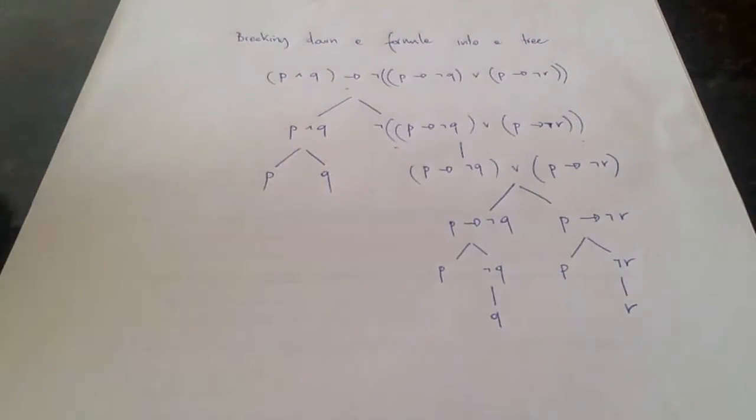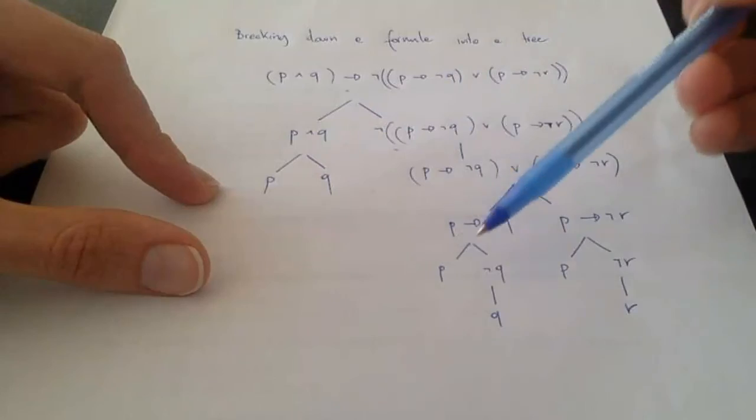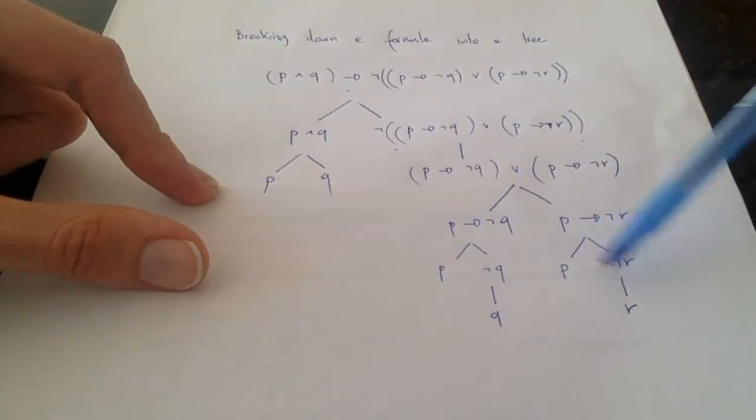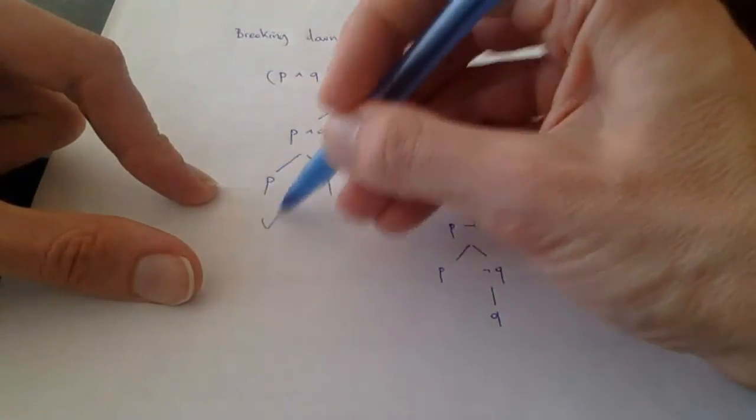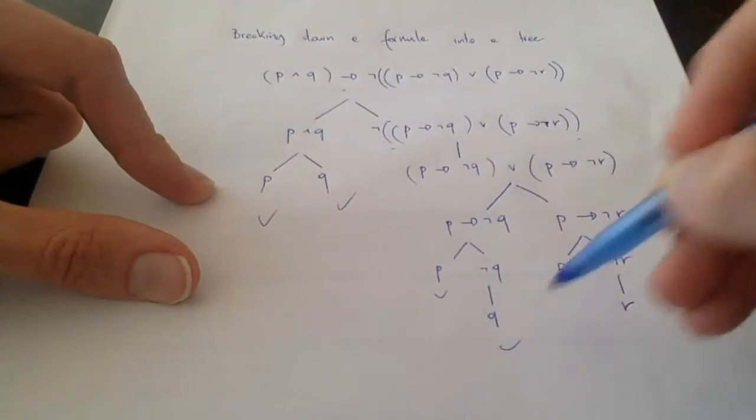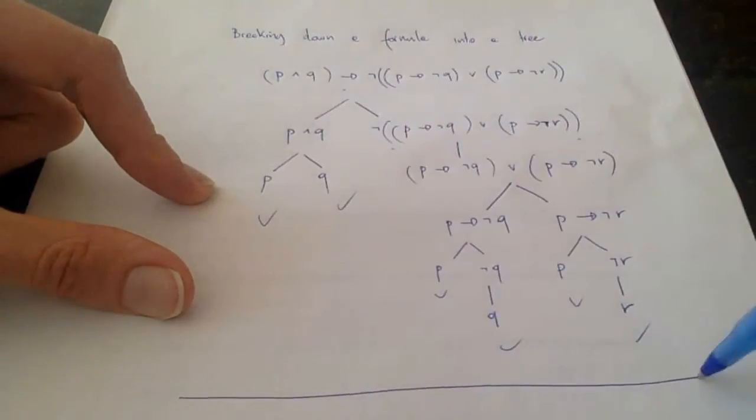And then we're done. So we can see that all the formulas that we have are atomic formulas. All the formulas at the bottom of our tree are atomic formulas. And so once we check that, we are done.